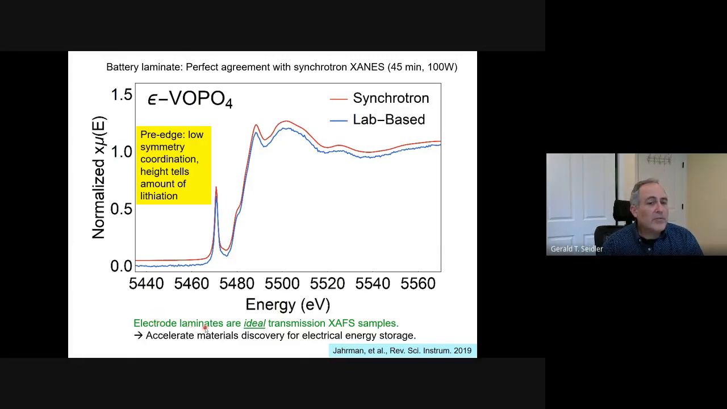In general, electrode laminates for batteries are just about perfect samples for these kinds of instruments. And it looks like these kinds of systems are going to accelerate materials discovery for electrical energy storage.